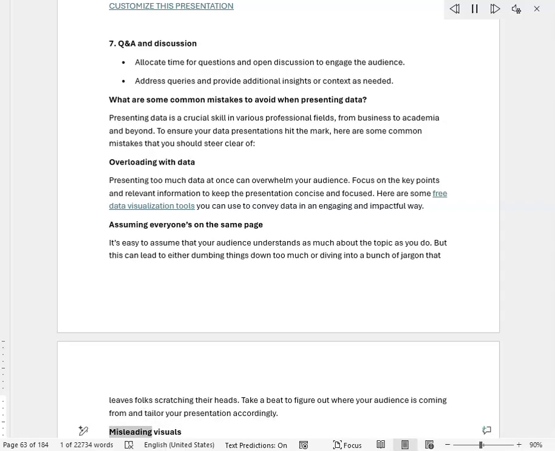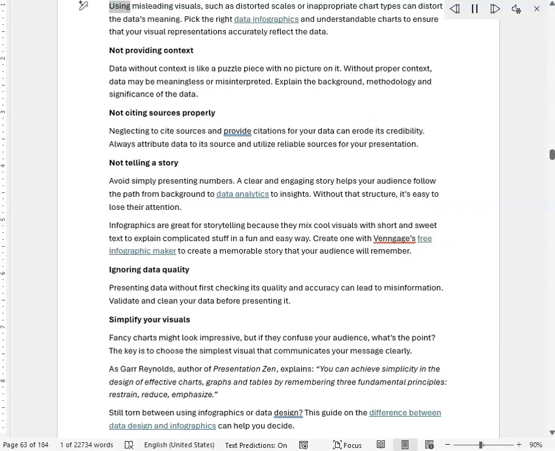Misleading visuals. Using misleading visuals, such as distorted scales or inappropriate chart types, can distort the data's meaning. Pick the right data infographics and understandable charts to ensure that your visual representations accurately reflect the data.